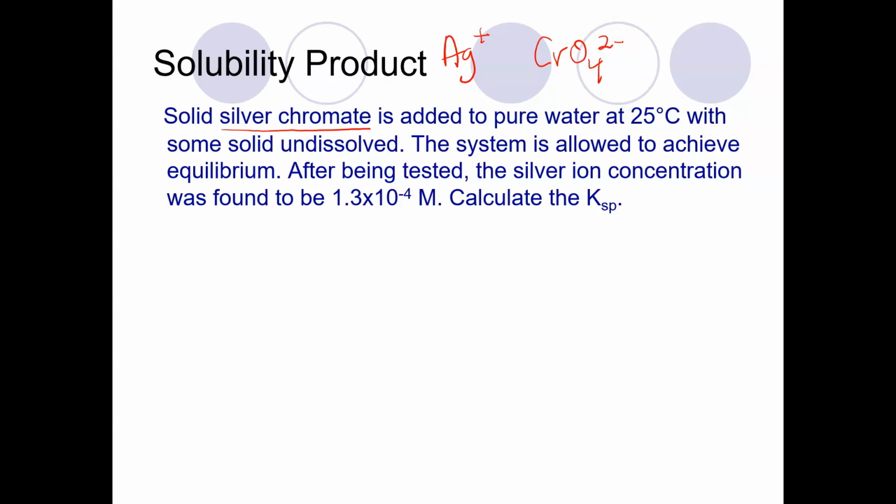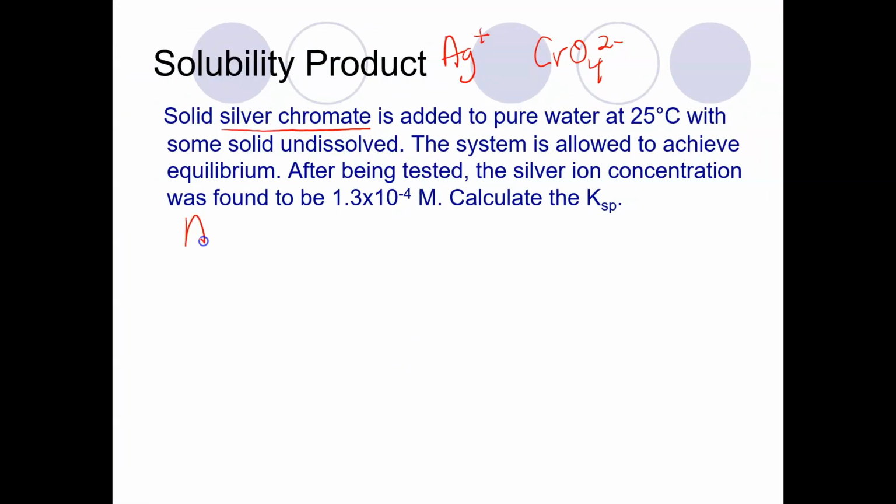So silver chromate solid, we have to put these ions together so the charges cancel. Right now the cation has a +1, the anion has a -2. One of each isn't going to work. Silver chromate is Ag2CrO4. That's the ionic compound.